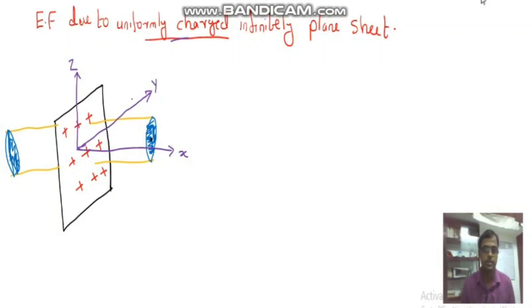Hi friends, today in this lesson we are dealing with the second application of Gauss's theorem: electric field due to a uniformly charged infinite plane sheet. See your diagram. In your diagram you can see this is a plane sheet, and there are many charges distributed on it. It is placed in the YZ plane like this. This is the Y axis and this is the Z axis.